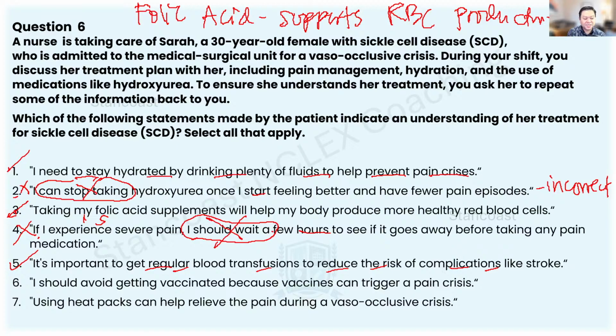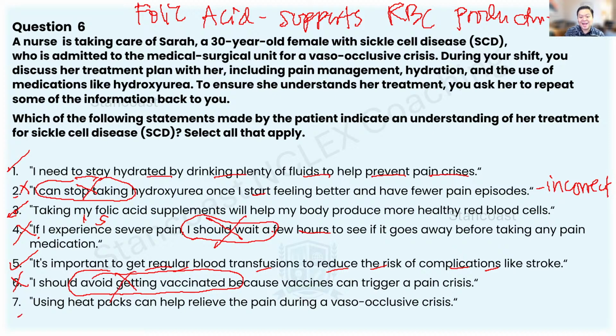What about number 6? I should avoid getting vaccinated because vaccines can trigger a pain crisis. Is that correct? No, it doesn't reflect understanding, because what we have said earlier, the vaccinations are important in preventing the infections, which can possibly trigger the pain crisis. So we're going to remove that one. The word avoid makes it wrong.